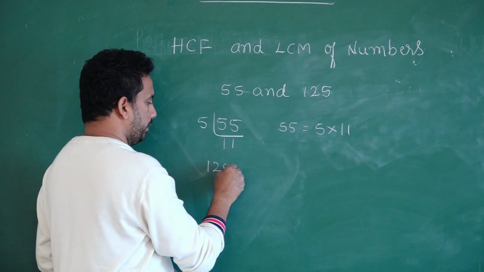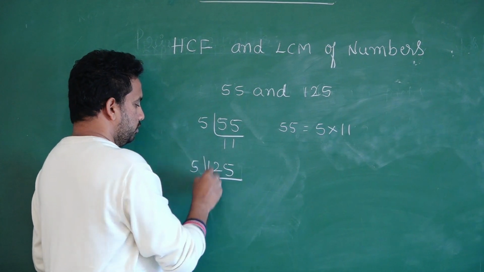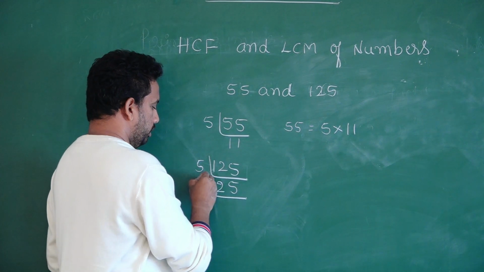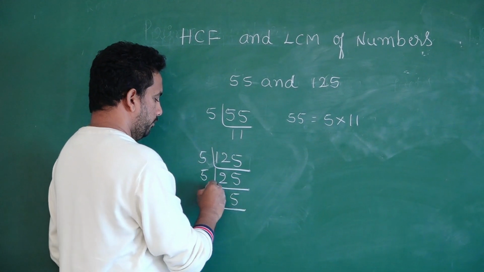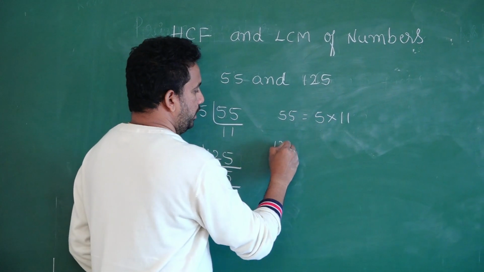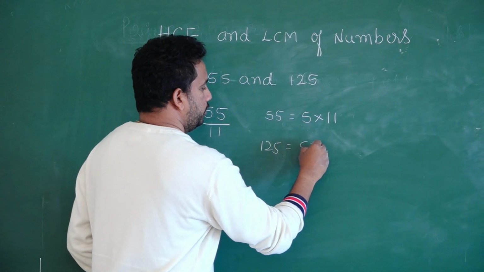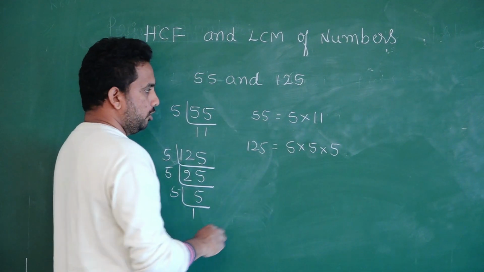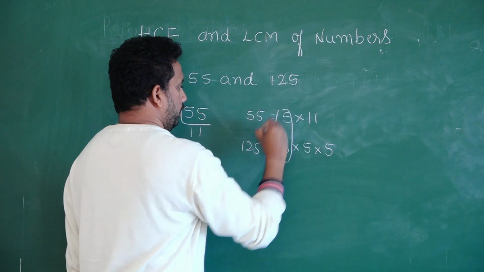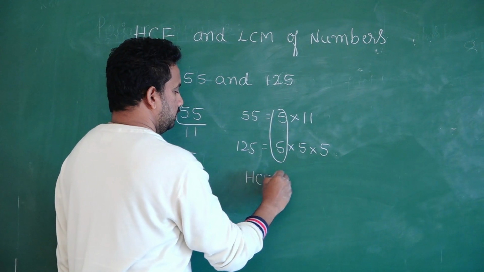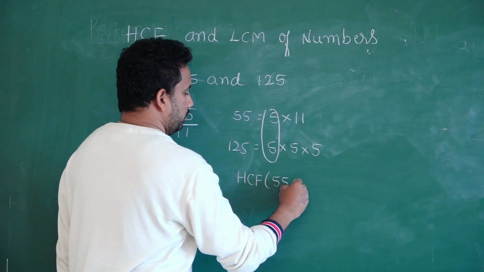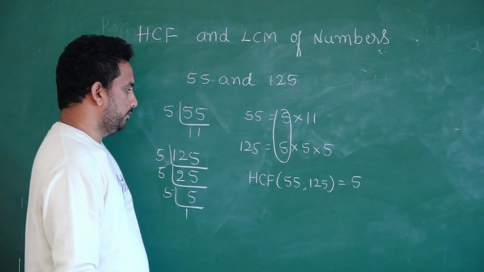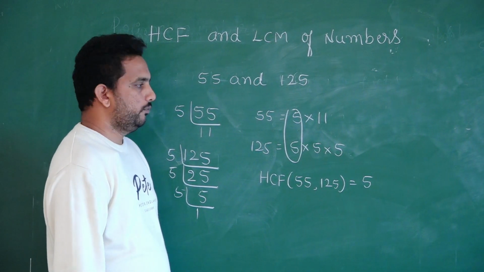Now 125. We can divide by 5: 5 times 25 is 125, 5 times 5 is 25, and 5 times 1 is 5. So 125 we can write as 5 into 5 into 5. In these two prime factorizations, the common number is 5. Therefore the HCF of 55 and 125 is equal to 5.